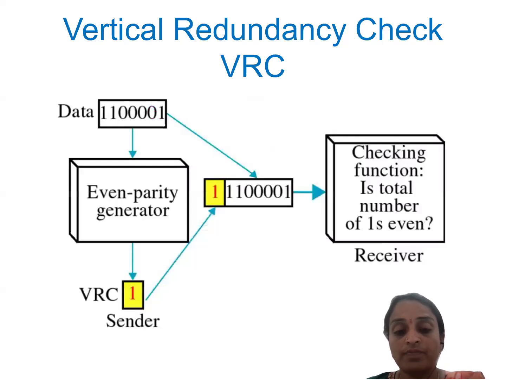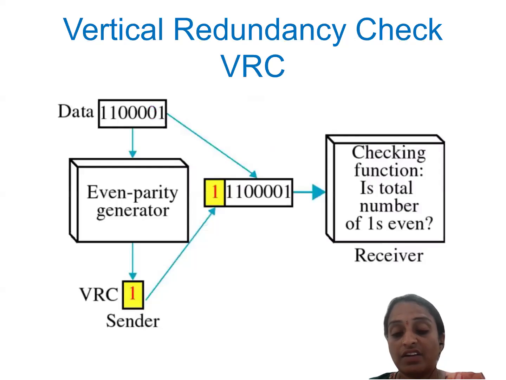Okay. Now, in this data, we have a total of 3 ones. For even parity, we can add one more one. Then only the data becomes even parity. That's the reason we are adding one bit as one in the VRC. Okay. Now along with this extra bit, or VRC, we can send the data to the checking function.